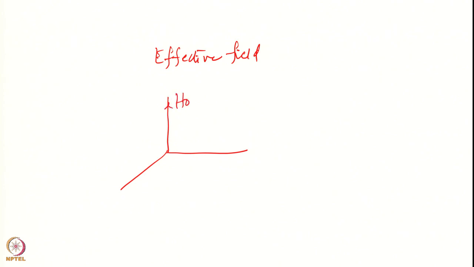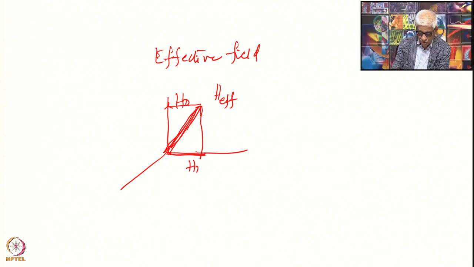There is also this effective field, and that is like this. So I have this H0 field along this axis, this is the main field. Then I have applied an RF which is the H1 along this axis, let us say. Therefore the effective field is the vector addition of these two fields, I will get a field H effective. So if the H effective is oriented in this manner, of course since RF is a rotating field, this H effective also keeps rotating, so therefore it has a time dependent component and a time independent component.